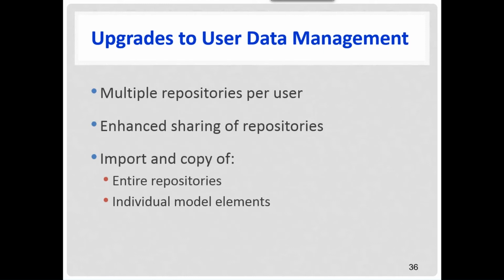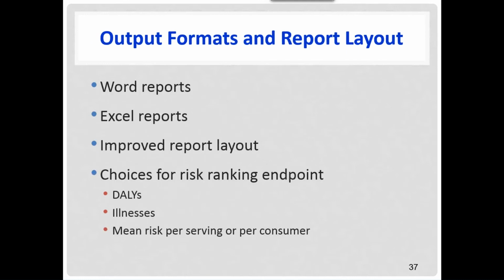The users now can create multiple repositories. They can more easily share data when others share data and scenarios with them. They can now more easily copy and import the shared model elements, and you will see more of this in the demo. And lastly, there are enhancements in output formats and report layout. For example, there are also more options for risk ranking endpoints. In addition to the DALY template, users can now choose the total number of illnesses or the mean risk of illness as the metric for ranking where appropriate.